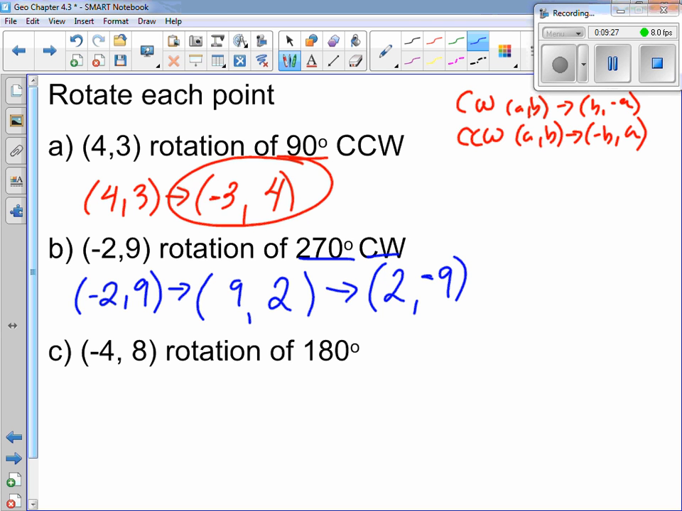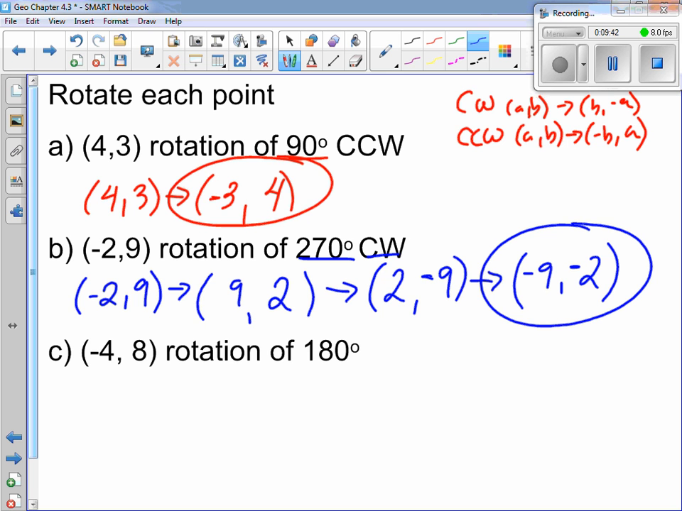Let's do it one more time. To get to 270, I would flip them again. Negative 9 would go first, 2 would go second, and we make which one negative? Change the sign of which one? The second. So that there would be our 270 degrees clockwise, yes?